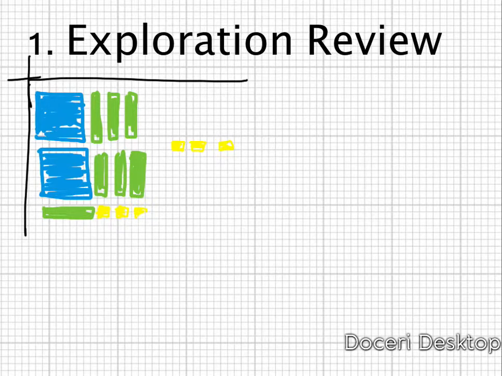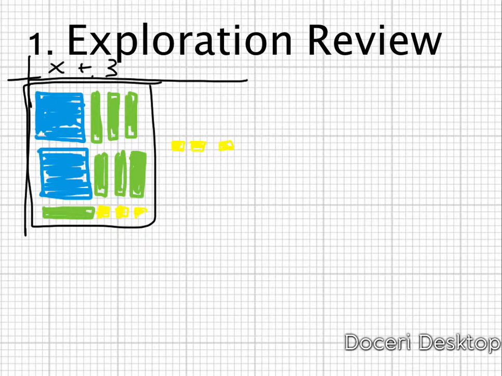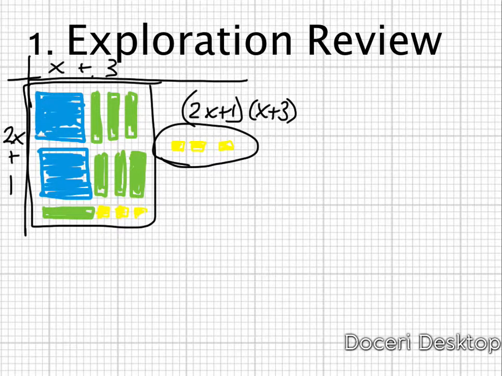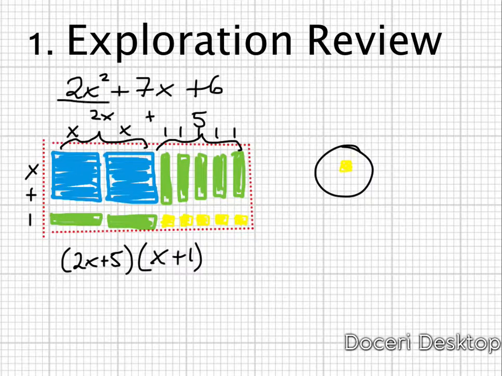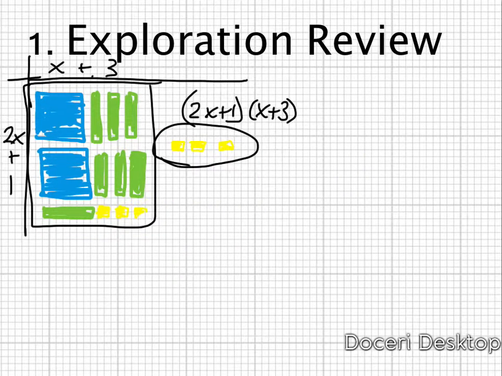But just for the heck of it, let's see what my rectangle would be. Okay, so this is x plus 3 on the top, and on the side I have 2x plus 1. So this would be 2x plus 1 times x plus 3, if it made a perfect rectangle with nothing left over. I've got some leftover, so this doesn't give me the same as my 2x squared plus 7x plus 6. If I had no leftover, then that would be my answer. But I've got some leftover. So let's try it one more time and reorganize it.